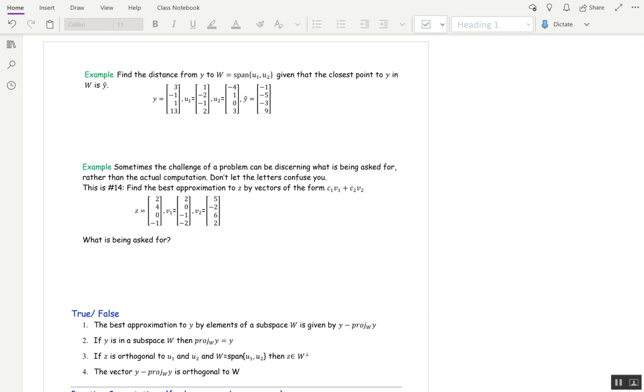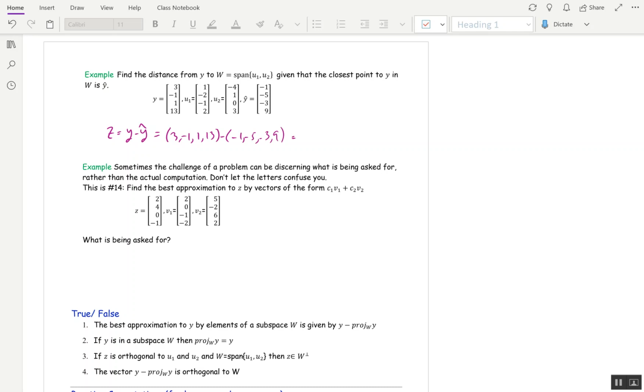Find the distance. So we just need the length of z. So first of all, let's find z. z is y minus y hat. Those are the only two vectors we need to complete this problem. y is (3, -1, 1, 13) and y hat is (-1, -5, -3, 9).